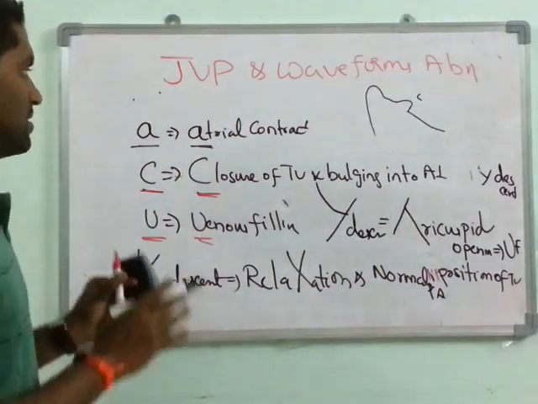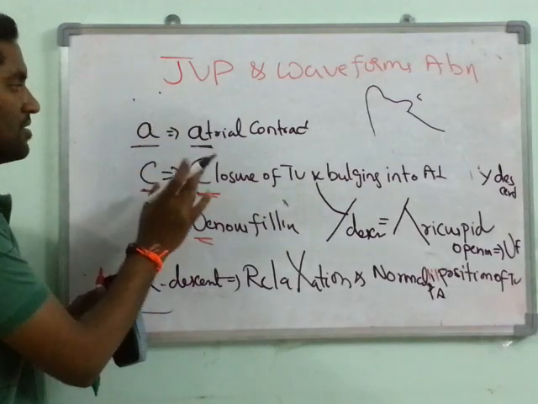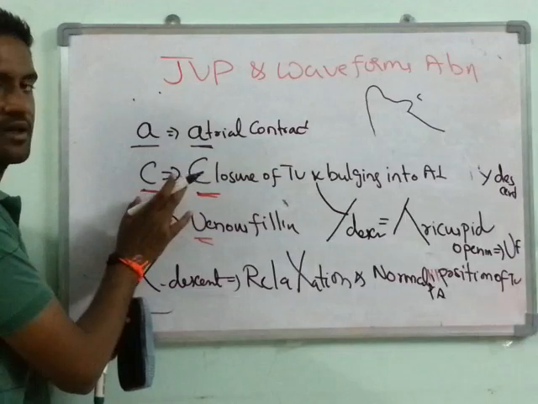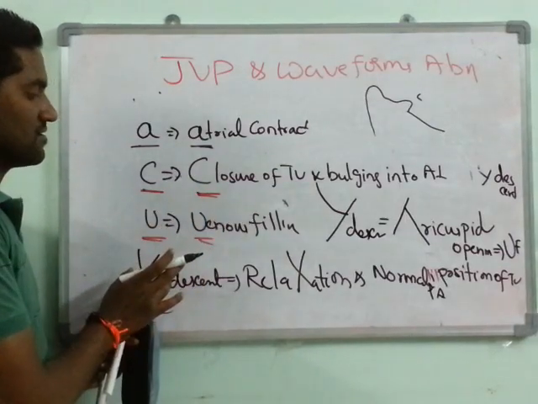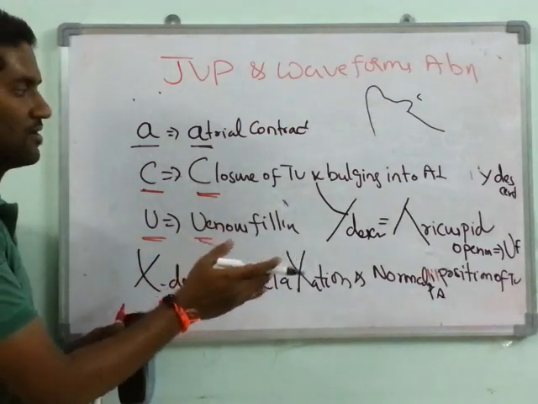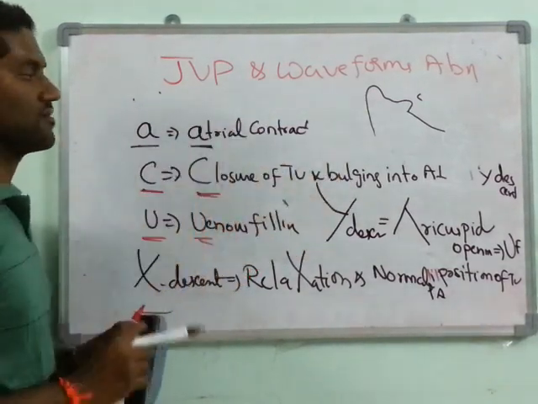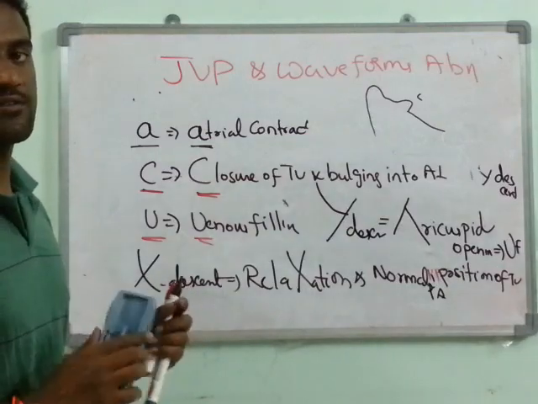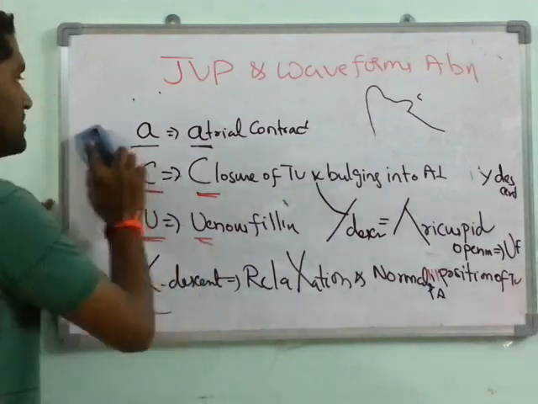So remember, during atrial contraction we get the A wave. Closure of the tricuspid valve and bulging into the atria gives the C wave. Venous filling gives the V wave. X descent is relaxation of the atria and the tricuspid valve coming to its normal position. Y descent is tricuspid valve opening resulting in ventricular filling. So these are the normal waveforms of JVP. Now let us see the abnormal waveforms of JVP and the pathologies where they occur.